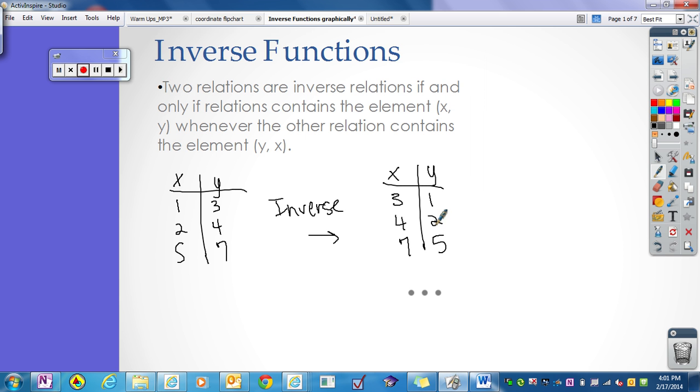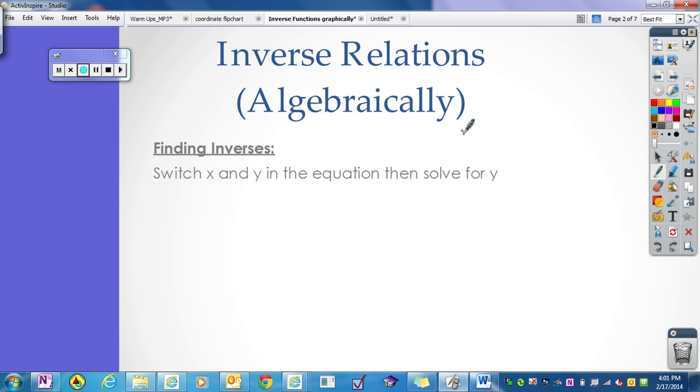Alright, but what we're going to do right now is focus on algebraically how to figure out if two functions are inverses of each other. What we have to do in order to do that is switch your x and y in the equation and solve for y.